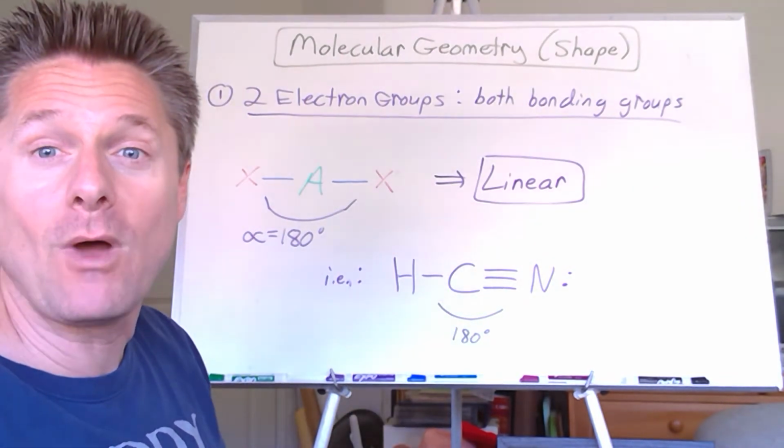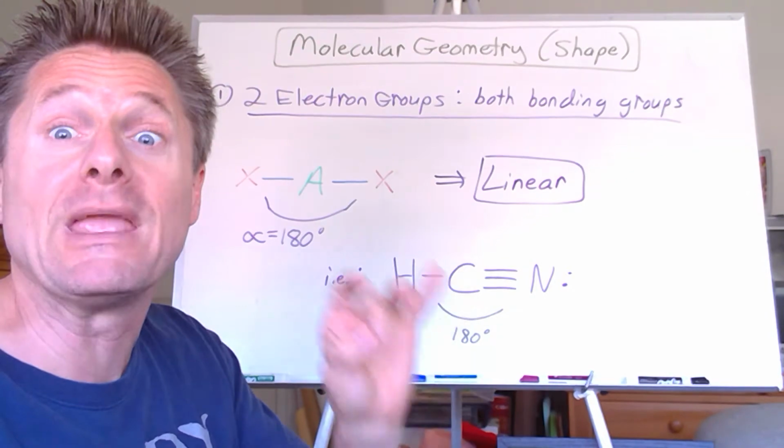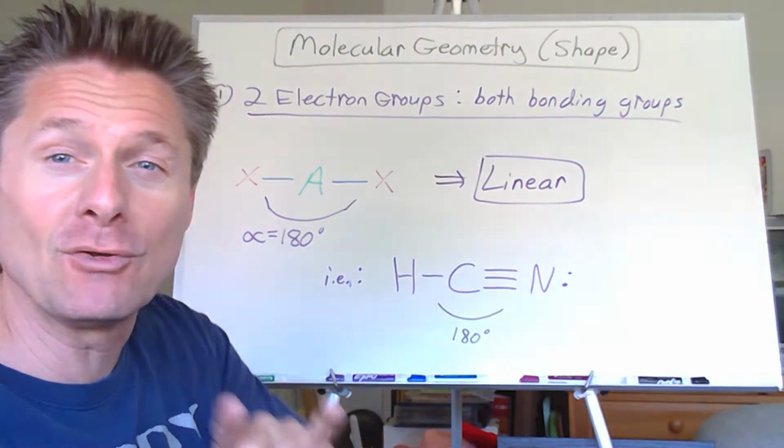Let's go to the next one. Let's go to 3 electron groups, all of those electron groups being bonding groups. See if you can do it yourself.